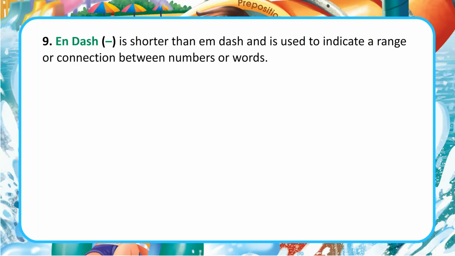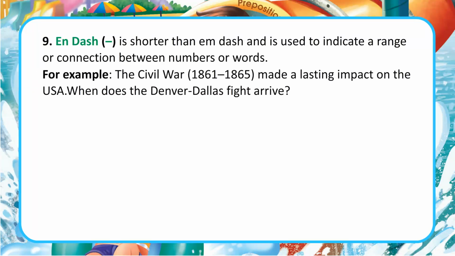9. The en dash is shorter than the em dash and is used to indicate a range or connection between numbers or words. For example, the Civil War, 1861–1865, made a lasting impact on the USA. When does the Denver–Dallas flight arrive?